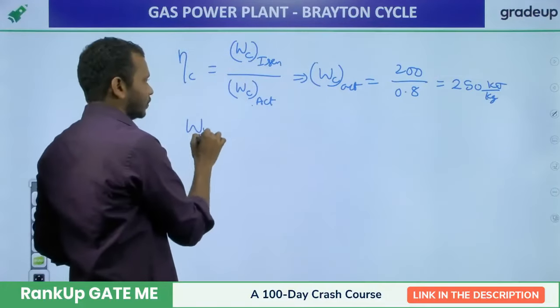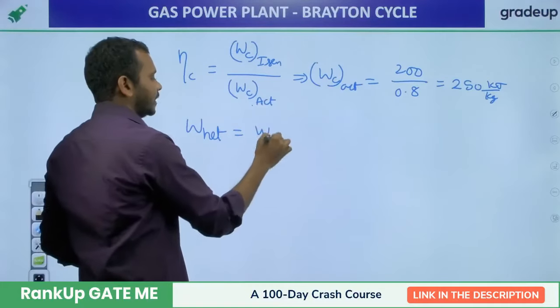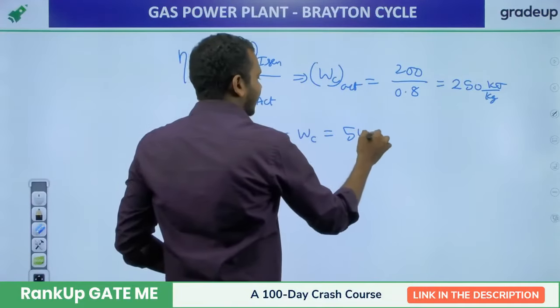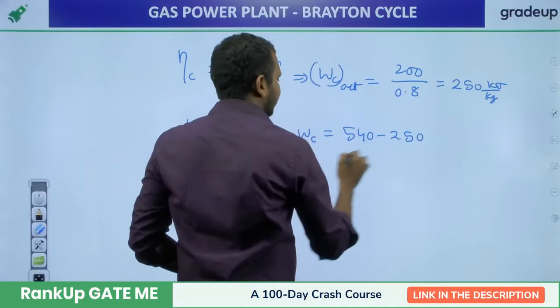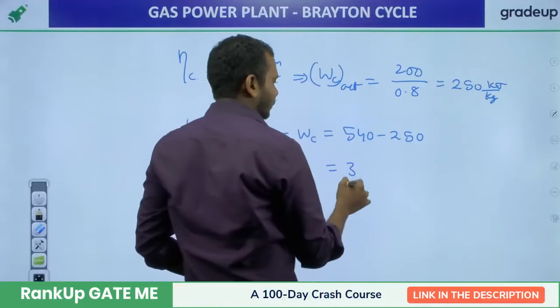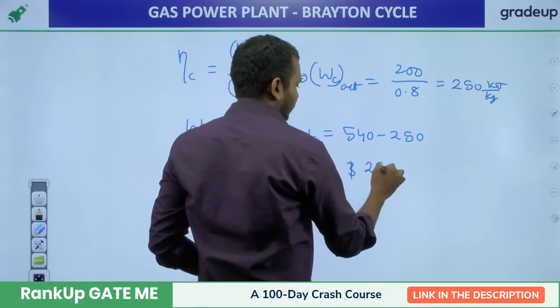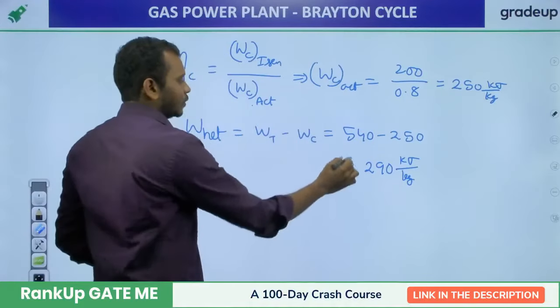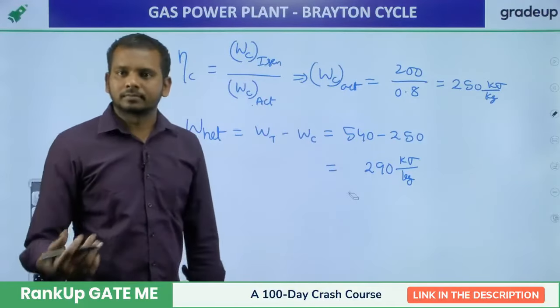Now the net work output of the cycle is equal to WT actual minus WC actual, that is 540 minus 250, which is equal to 290. Yeah.